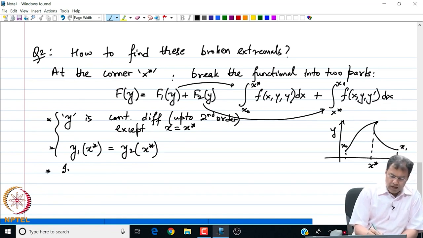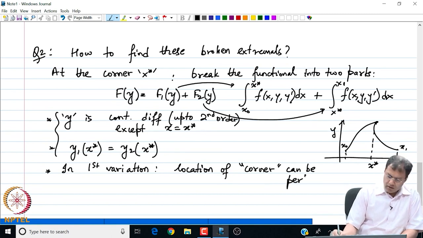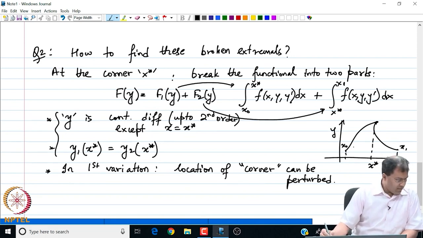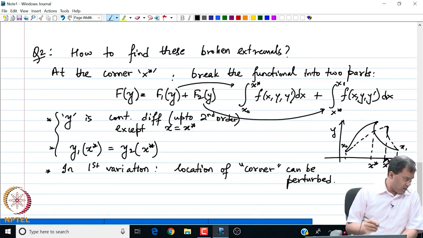So what I said is the following. In our first variation, when we derive our Euler-Lagrange equations, the location of the corner can be perturbed. So we can also have a similar situation of this form, where now my new location of the corner is x star hat. So we can always perturb. So this is also allowed in our derivation.